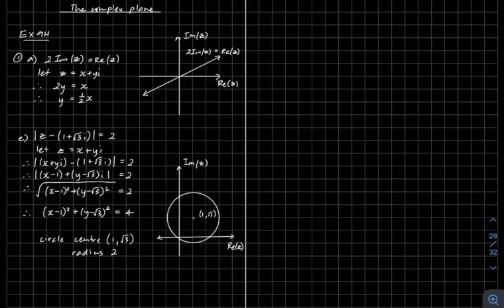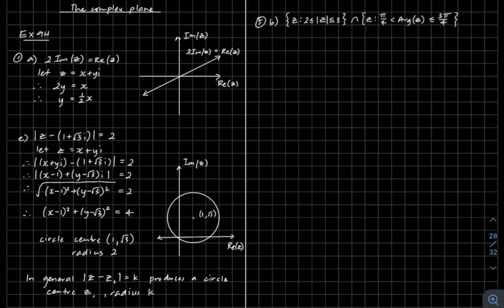Now we can generalize this one and say, in general, when we get something of the form the modulus of z take away some complex number, which we'll call z1, where in this case z1 was 1 plus root 3i, equal to k, then that produces a circle with its center at z1 and a radius of k.